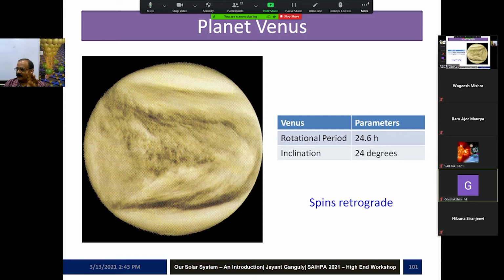Planet Venus, as I was saying, is good to see. It is a very bright object in the sky. But why is it so bright? Because it is opaque, so we can't see what is inside directly.